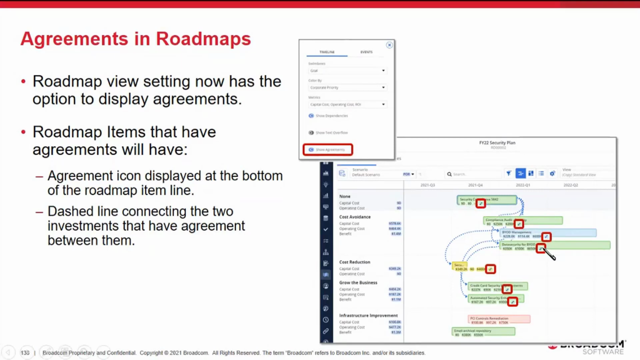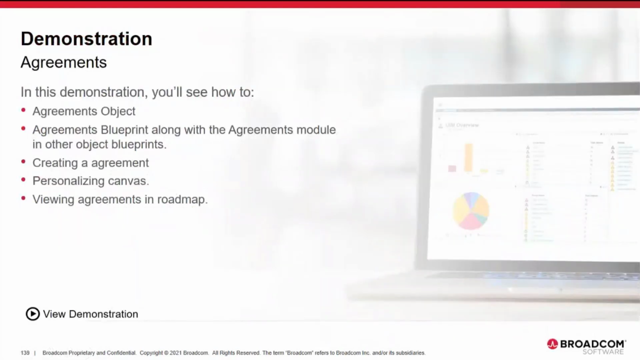There is also a dashed line connecting the two investments. As in this example, security compliance has all these different investments that have an agreement with it. So those dashed lines show the agreement between security compliance and all the other investments. Hovering over a specific dashed line will make that line darker to show what the relationships are. With that, let's see the product in action.